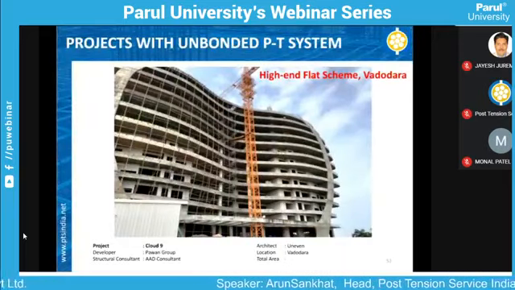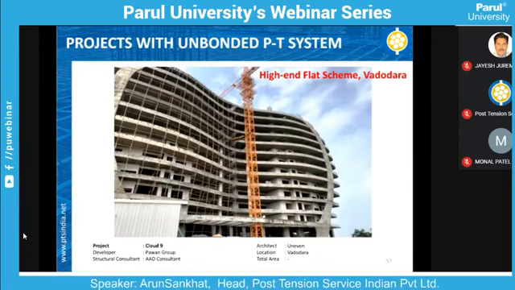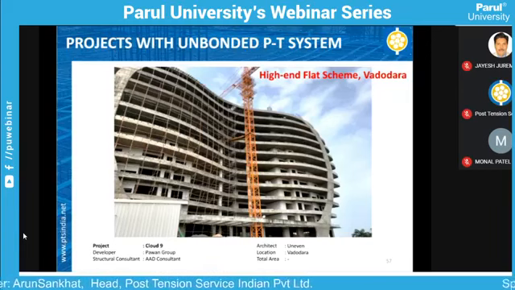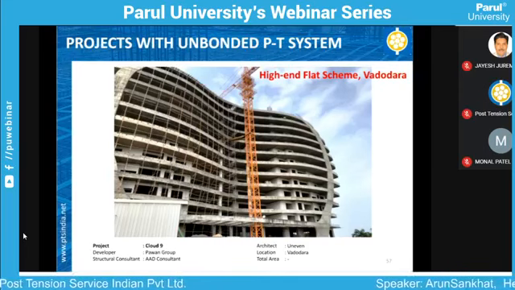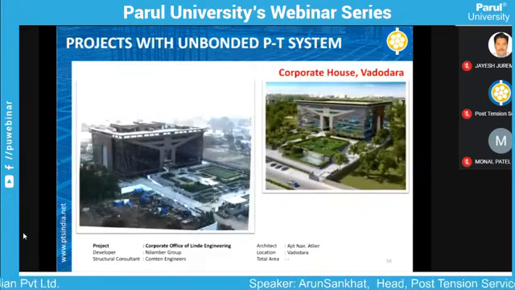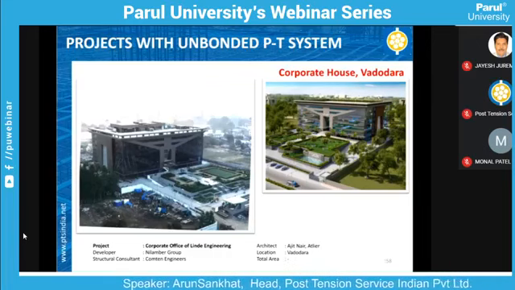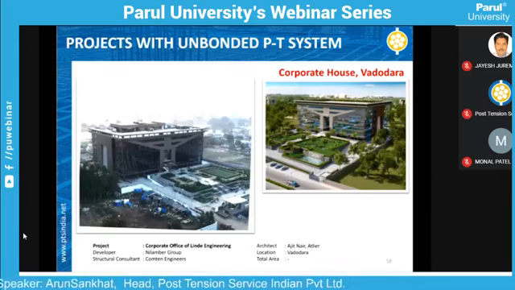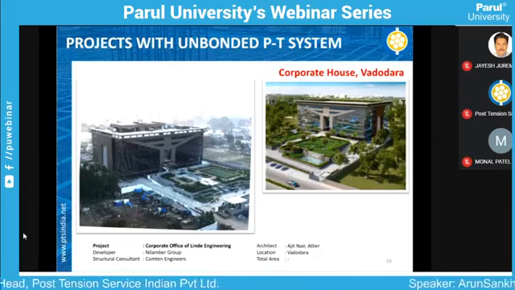Again, there is a high-end flat slab scheme in Vadodara, known as Cloud9. You can see the building; a few other floors are yet to be cast, but the structure is ready. It is a flat slab scheme. This is a corporate house for Linde engineering company. Before this, they were at L&T Circle. They have moved to this new building now, and it has been in operation for maybe around 1.5 years.